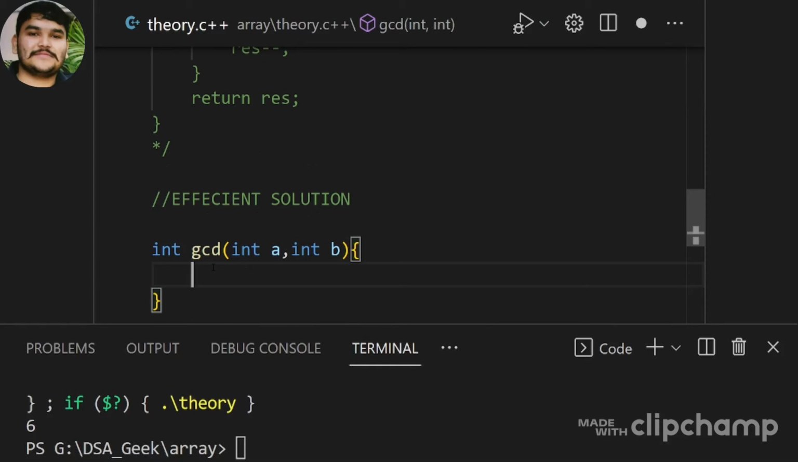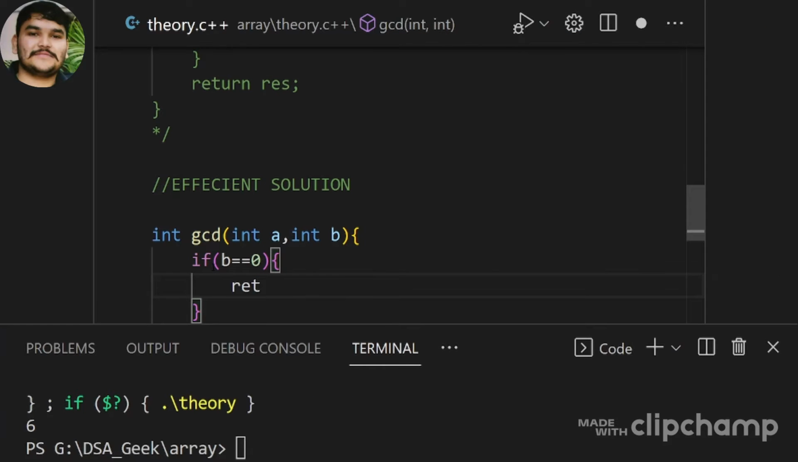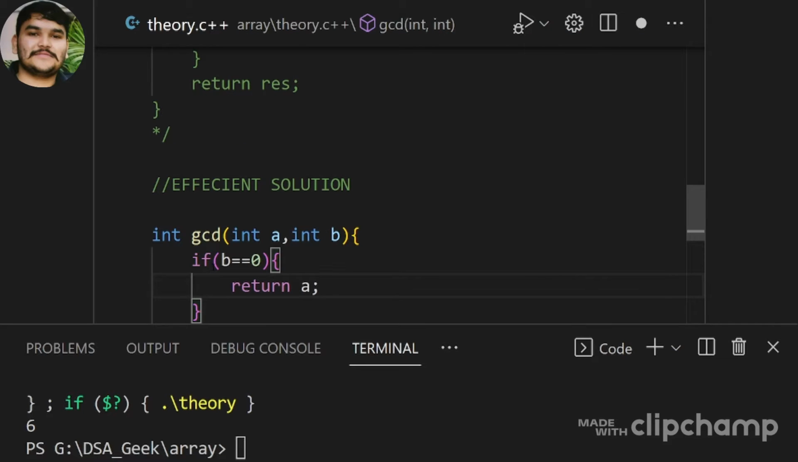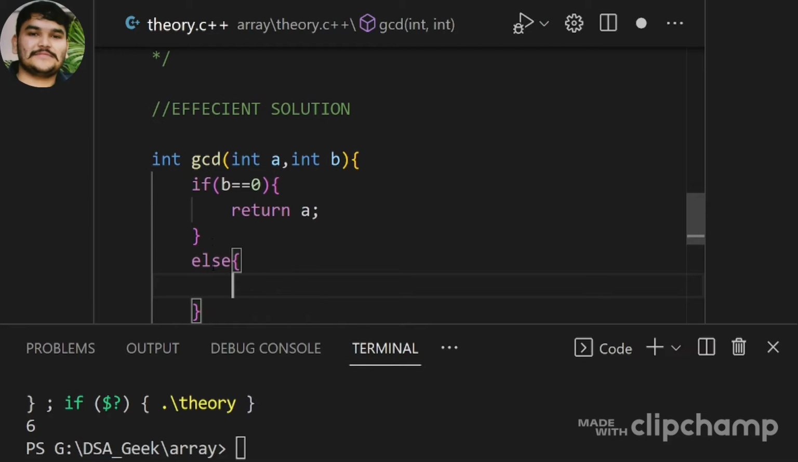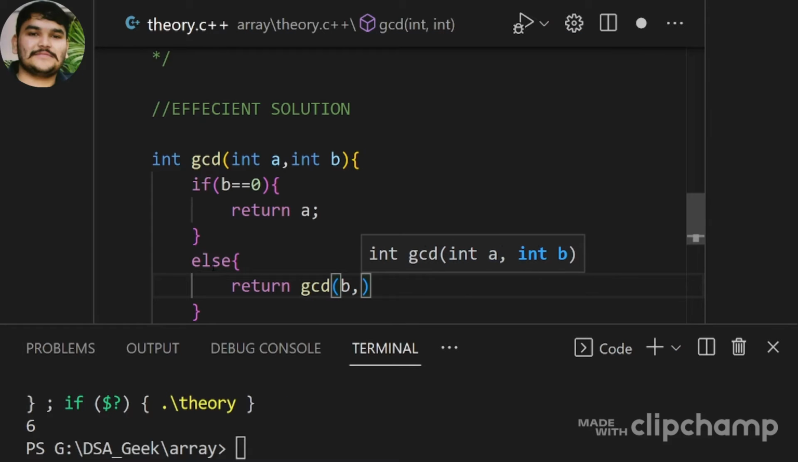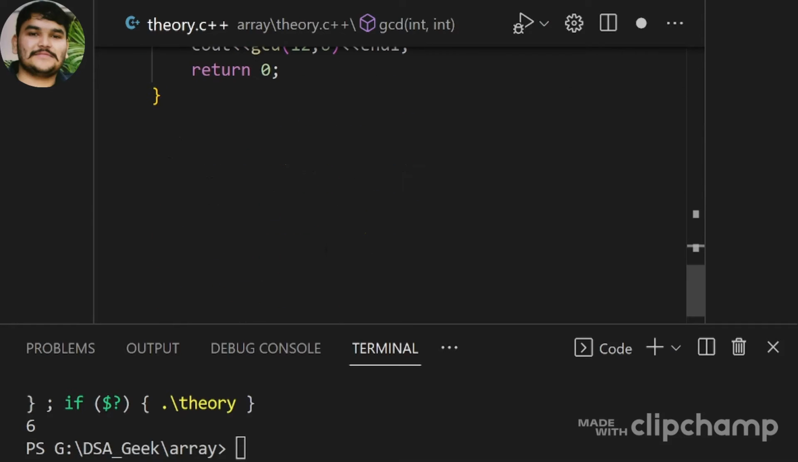As you went through the dry run, you already know what I'm telling you: if B equals 0, then return A, else call GCD of B comma A mod B. So that's it. This is the Euclidean solution.